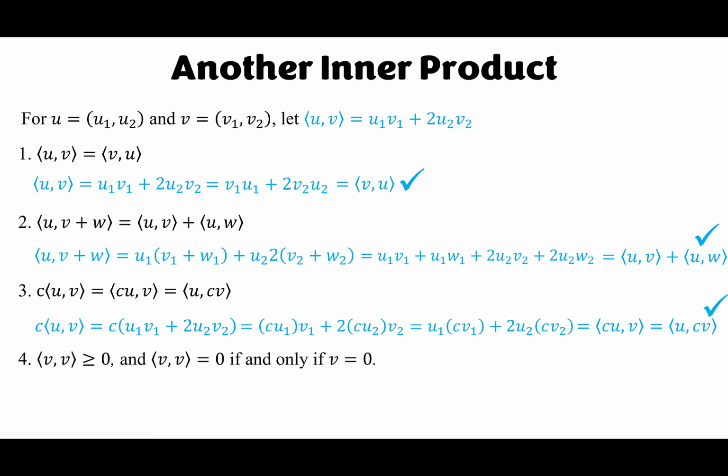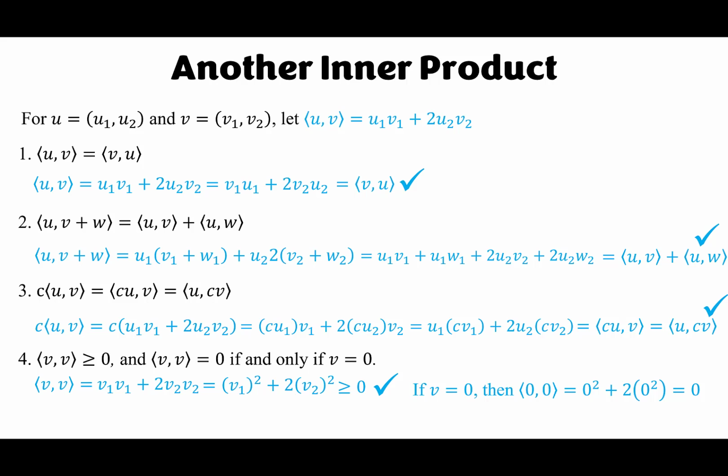And lastly, property 4, the inner product of a vector in R2 with itself is greater than or equal to 0. So let's check that part first. So by definition, v inner product with v is v1 times v1 plus 2 v2 times v2, which is v1 squared plus 2 v2 squared, right? And v1 squared is always positive or 0, and v2 squared is always positive or 0. So that has to be greater than or equal to 0. All right. Now if v is 0, then the inner product of 0 with itself is definitely 0. So that satisfies that part of property 4.